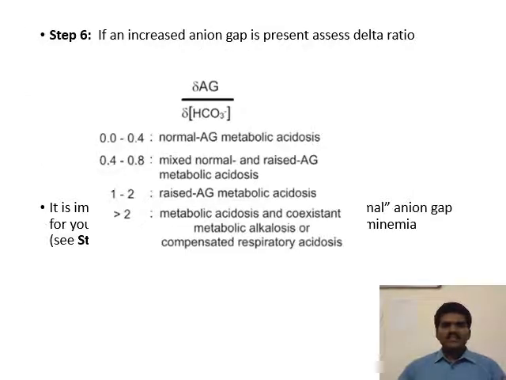The final step, if an increased anion gap is present, you need to assess the delta ratio. Delta ratio is assessed by the formula change in anion gap divided by change in bicarbonate. If it is from 0 to 0.4, there is a normal anion gap metabolic acidosis. 0.4 to 0.8, there is mixed normal and raised anion gap metabolic acidosis. 1 to 2, raised anion gap metabolic acidosis. Greater than 2, metabolic acidosis with a coexistent metabolic alkalosis or a compensatory respiratory acidosis.